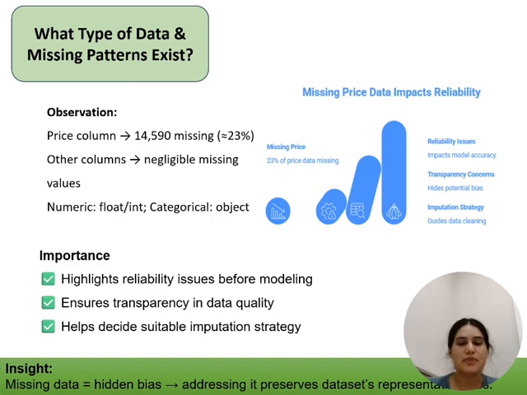Slide 5. Data types and missing patterns. In inspection, our observation was that around 23% of price values were missing, which had to be handled carefully. Numerical columns used float and integer types, while categorical ones were stored as object. Mean imputation was applied to the dataset, addressing missing values and increasing reliability before visual modeling, as the chart showing missing data has direct influence on the reliability of insights.